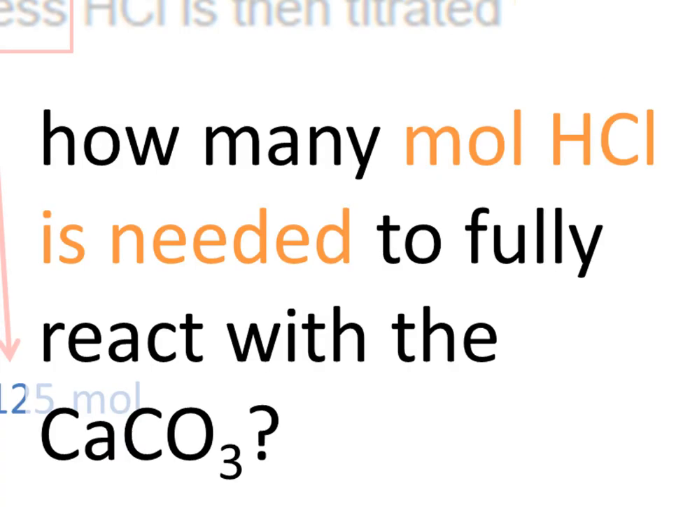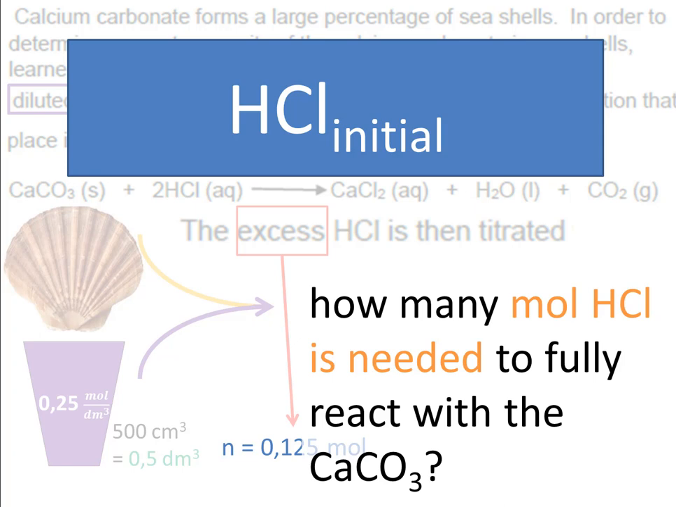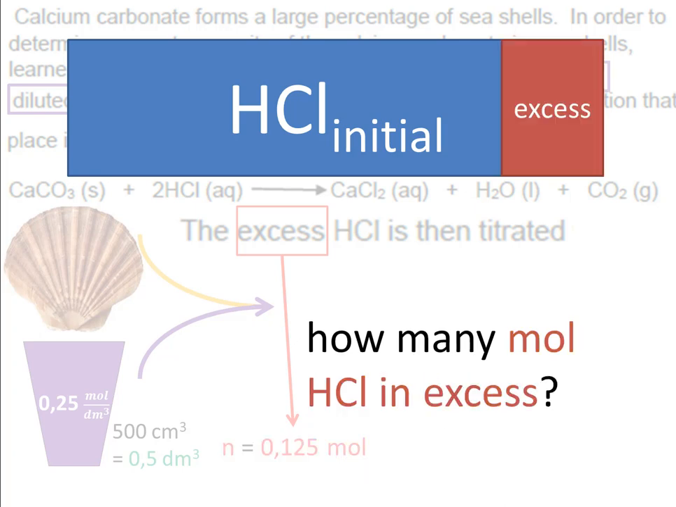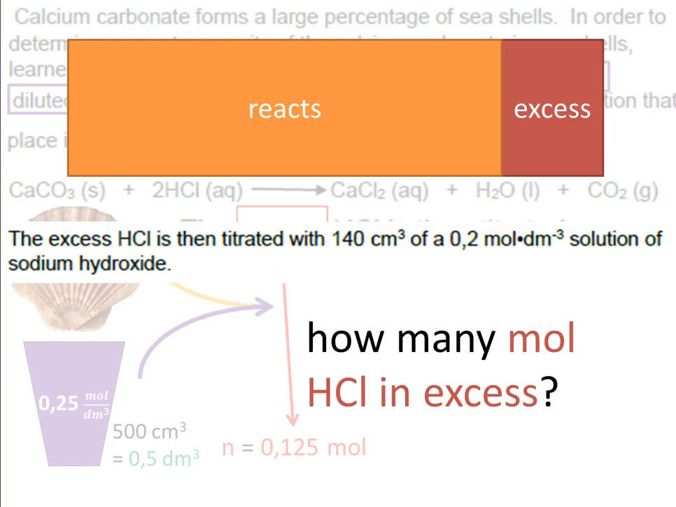If we could find out how many moles of HCl is needed to react with the calcium carbonate, then we could find out how much calcium carbonate there is. But how do we do that? Well, since we know the amount of HCl we had at the start, if we could find out how much HCl is in excess, then we could calculate how much HCl must have reacted. The question goes on to give us our way of finding out how much HCl is in excess, because it tells us that this excess is titrated with 140 centimeters cubed of a 0,2 mole per decimeter cubed sodium hydroxide solution.